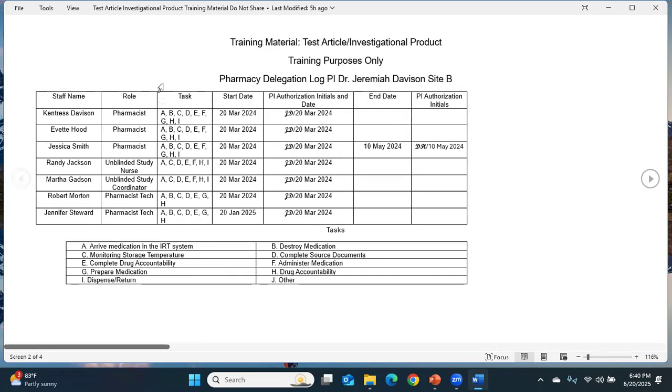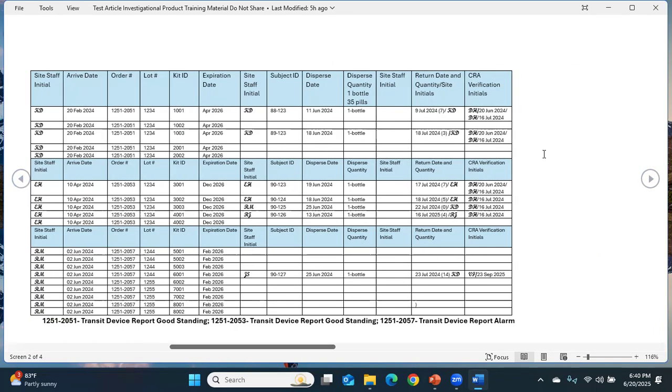Okay, it's 28 days between June 11th and July 9th, and they brought back 7 pills. The bottle has 35. So that means they took the medicine for 28 days. So that is correct. Okay. The next subject, 89-123.